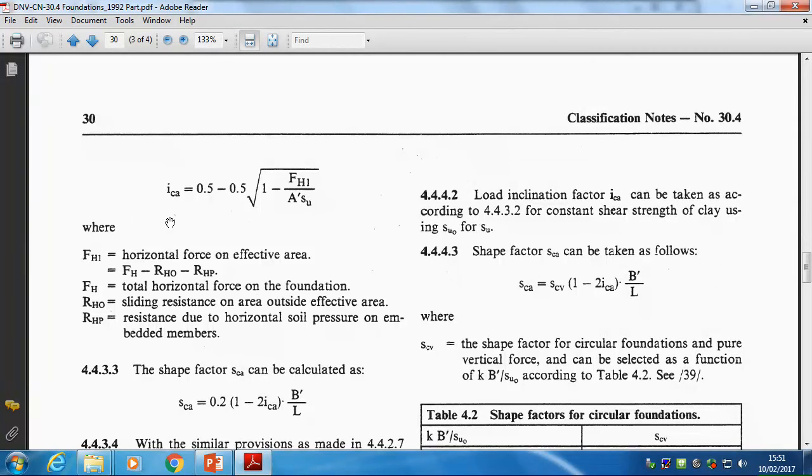FH1 stays as basically that, divided by that value, which is, say, 50 times 25 times 10, 250 kPa. So it just works through. Okay, and that is the way the equation works.